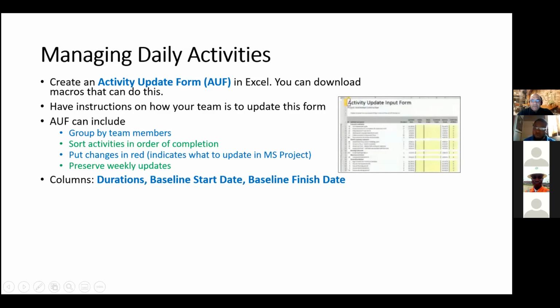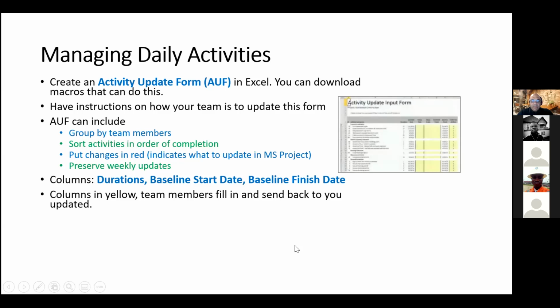And for the columns in this sheet, you're going to have your duration, your baseline, your start dates, your end dates, your baseline finish dates, and so on. And of course, these items in the screenshot that are highlighted in yellow, your team members can fill in and send back to you every week when they update their activities, right? And of course, there's the option to expand or collapse these activities, right? Along here, all this stuff here.